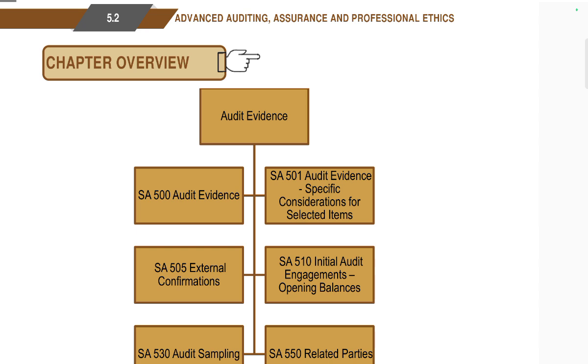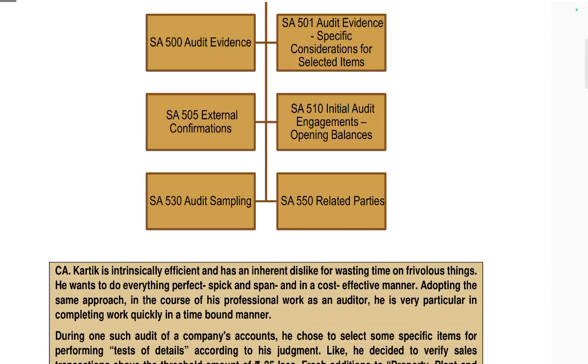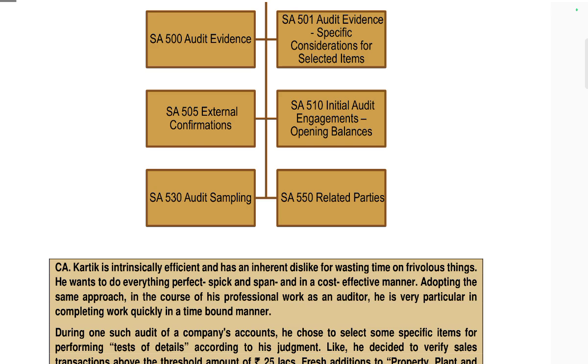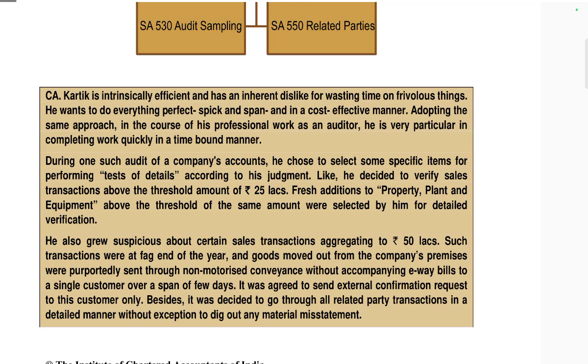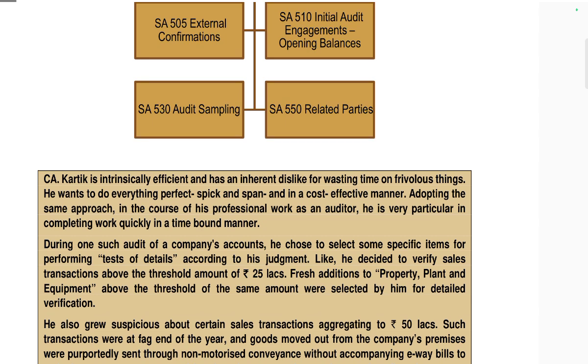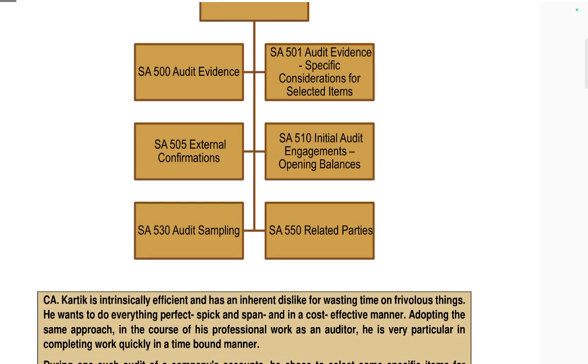SA 500 Audit Evidence, specific considerations for selected items. SA 505 External Confirmations, SA 510 Initial Audit Engagements, opening balances, SA 530 Audit Sampling, SA 550 Related Parties.